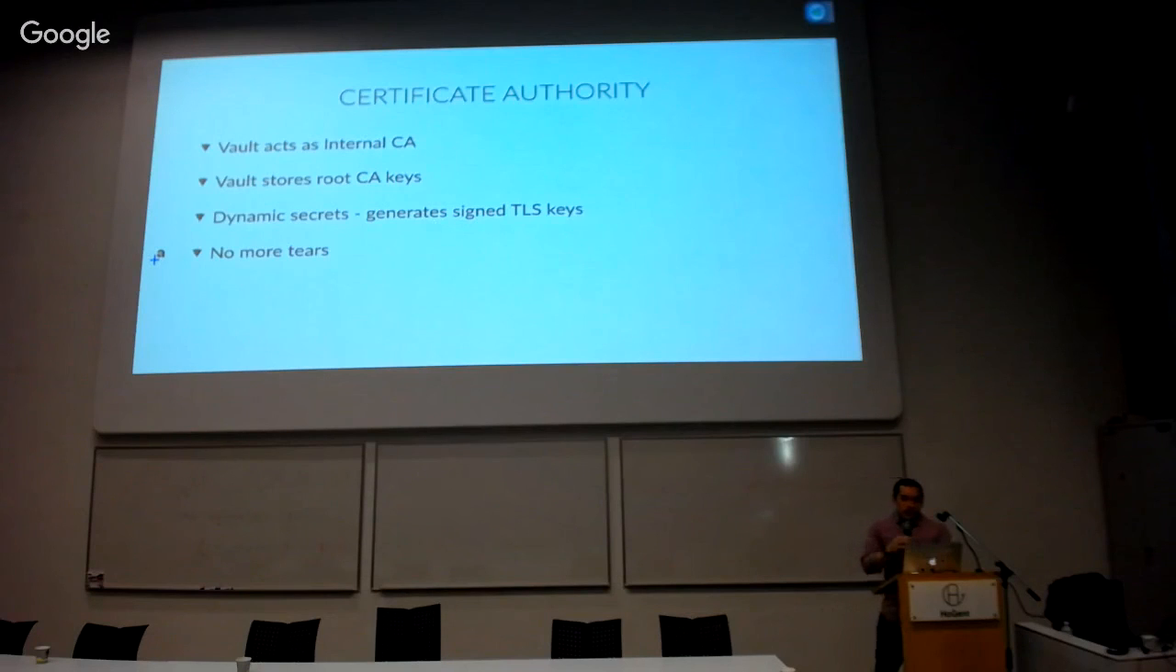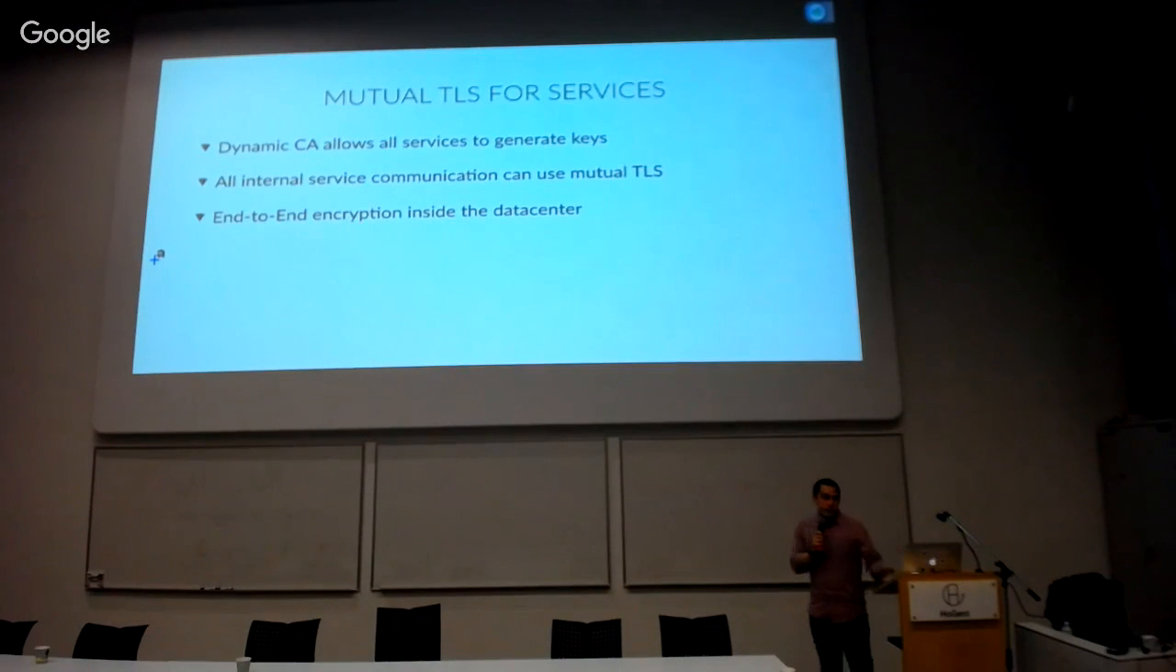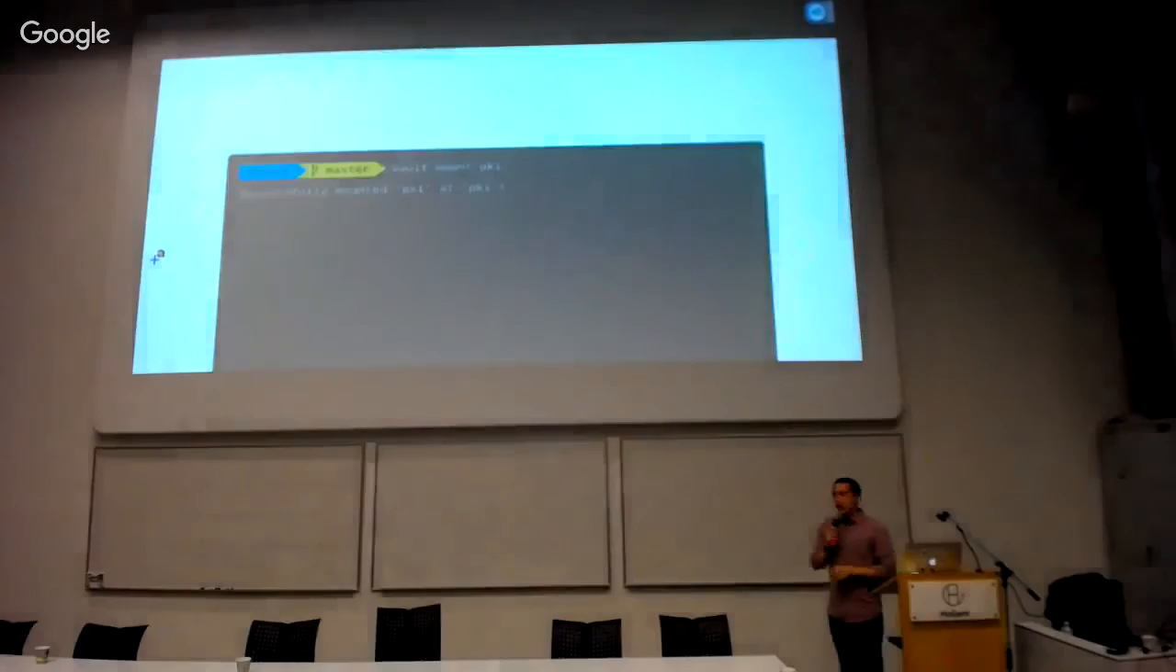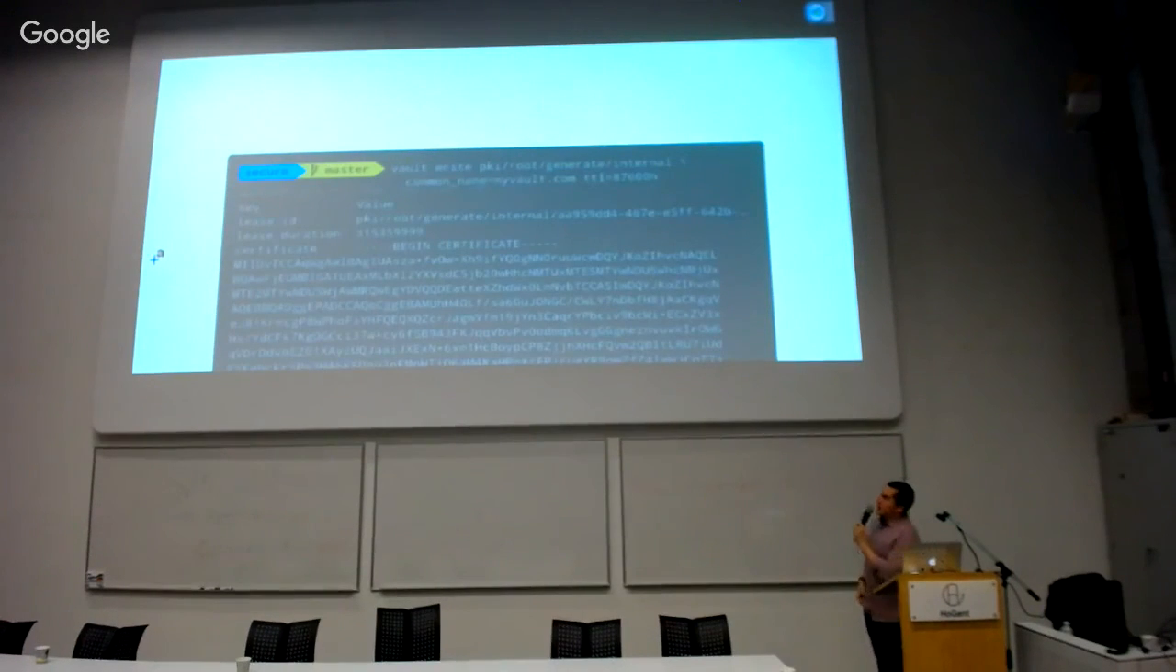So the idea with the CA in Vault is to just make managing certs easy in a secure way and do it without tiers. Like no more OpenSSL command line, no more remembering all the flags, or realistically not remembering and Googling and hoping they're right. So I'm just going to go into it. The way it looks is you mount the PKI backend, and you're about to see a lot of certificate output, but yeah, it's going to happen.